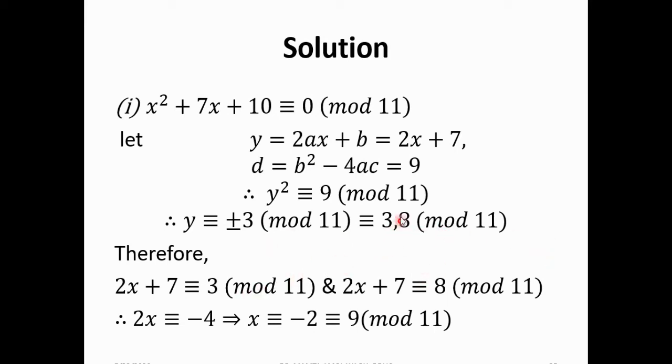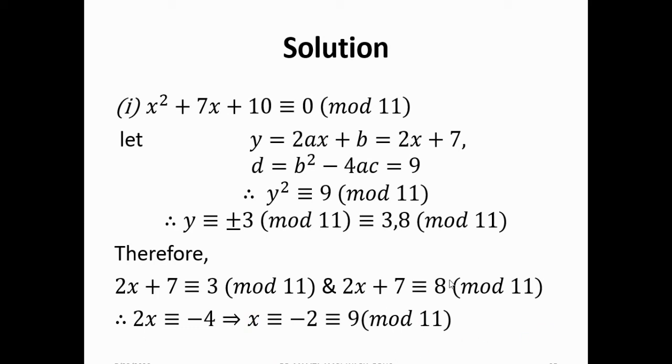So if I take y congruent to 3, then 2x plus 7 will be congruent to 3 modulo 11, and if I take 8, then 2x plus 7 congruent to 8 modulo 11. Therefore from this 2x is congruent to minus 4, so this implies that x is congruent to minus 2, and minus 2 is congruent to 9 modulo 11. Therefore x is congruent to 9 modulo 11.